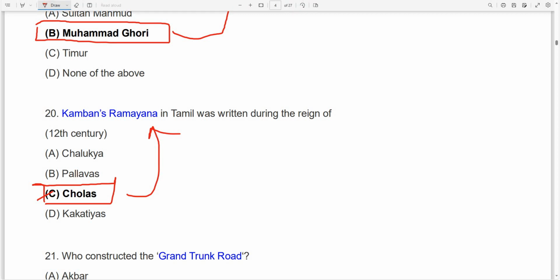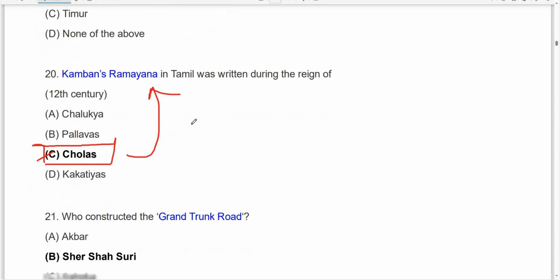Absolutely fine. The composition was done in the 12th century, of course. So basically, during the Chola period, Kamba Ramayana in Tamil language was written, in the 12th century. Perfectly fine. Moving on to the next question.